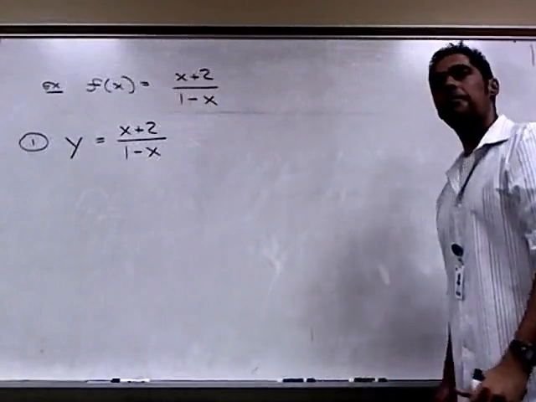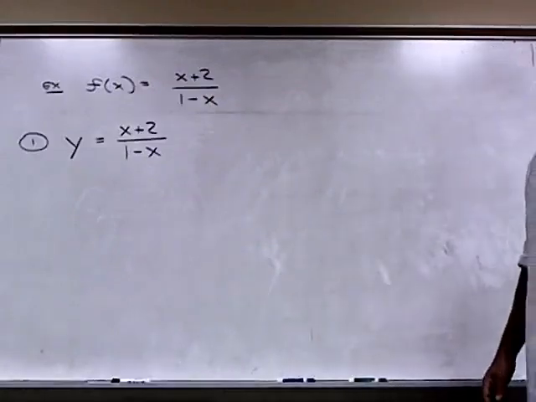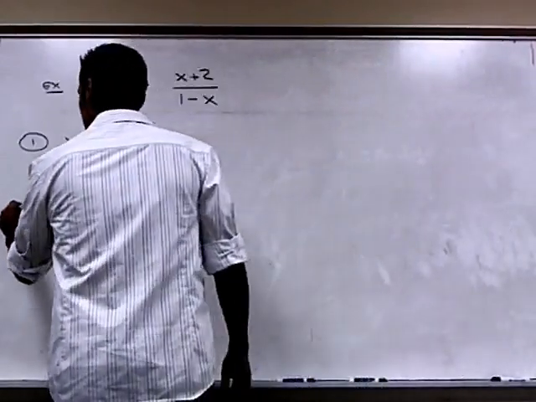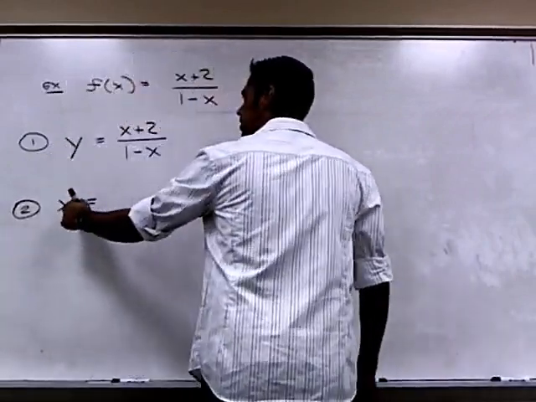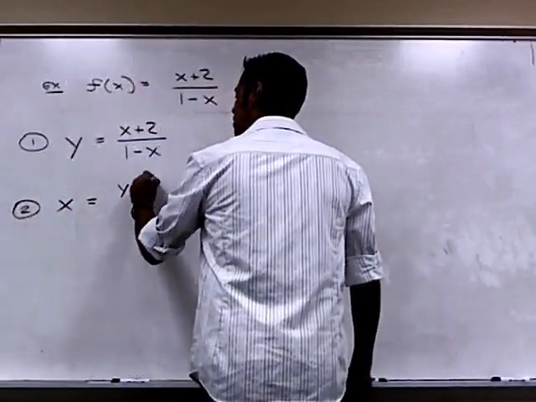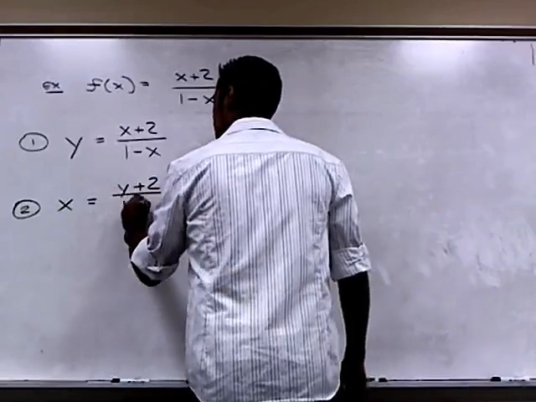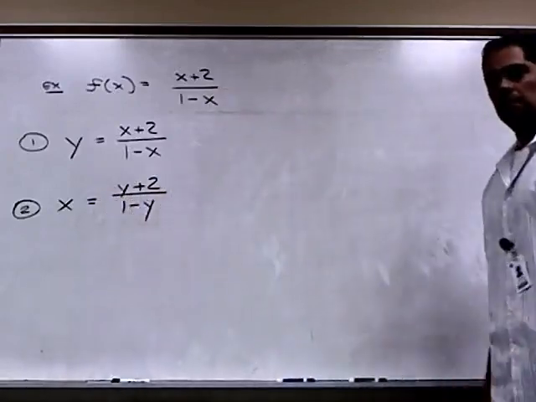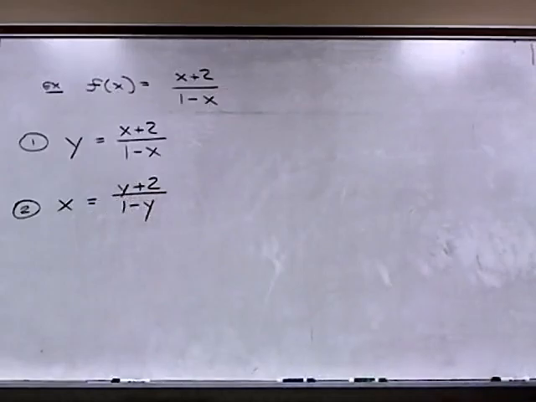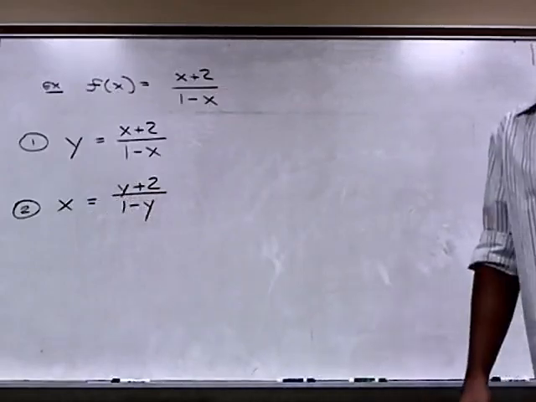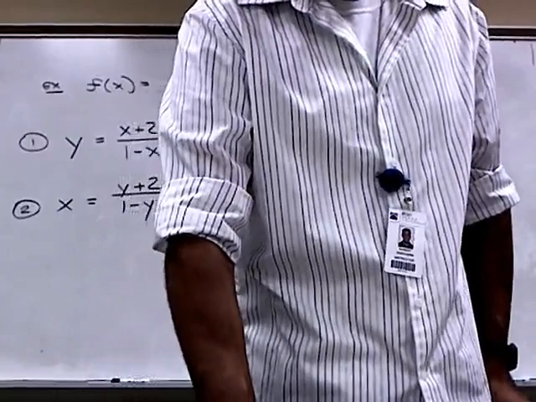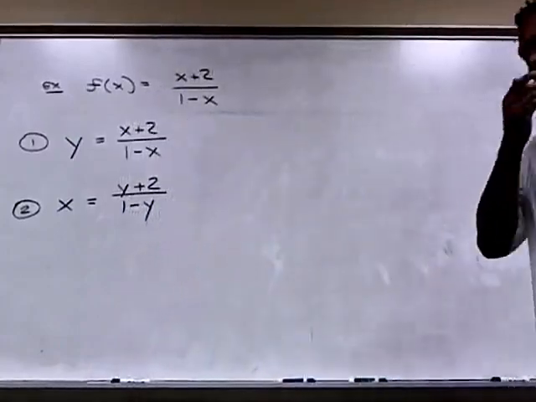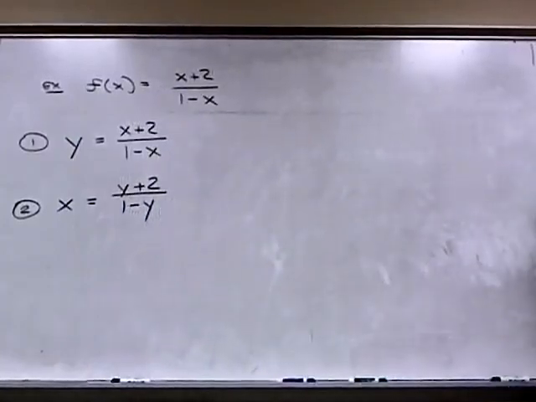Next step. Swap your x's and y's. So that y becomes an x. This becomes y plus 2 over 1 minus y. Yay or nay?